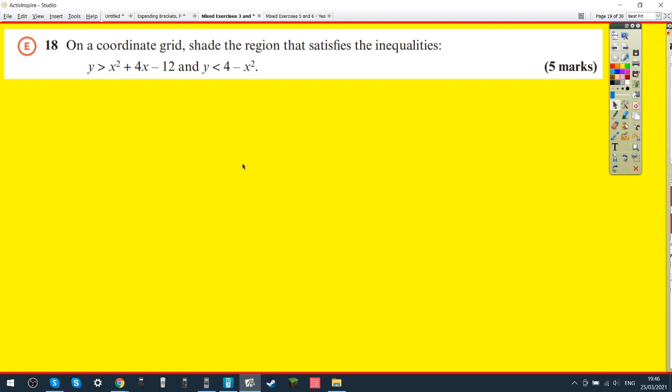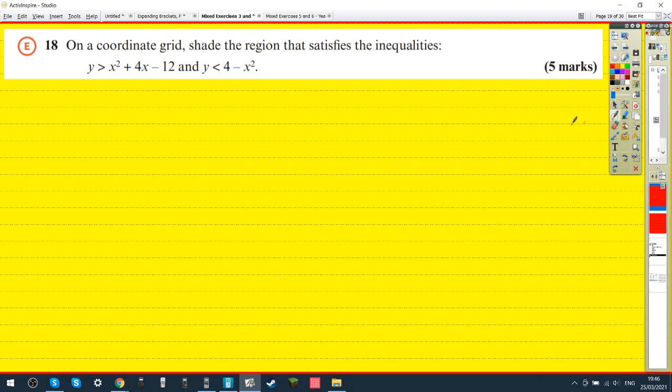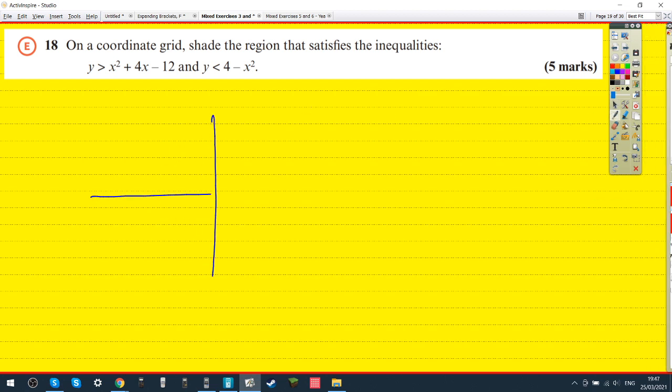So we'd have to sketch these two graphs. For this one, the y-intercept is minus 12. What are the roots? You could put it into the calculator. Shade the region. So let's just say it looks like that. And this is a negative one. Let's just say that one looks like that. I'll just simplify this a bit.